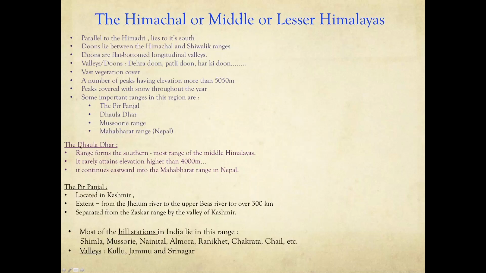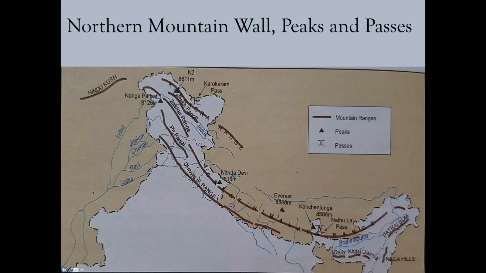So the first one, Dhauladhar Range, is the southernmost range of the Middle Himalayas. It rarely attains elevation higher than 4000 meters. It continues eastward to the Mahabharat Range in Nepal. The second one is Pir Panjal Range. It is located in Kashmir. You can see in this picture Pir Panjal Range.